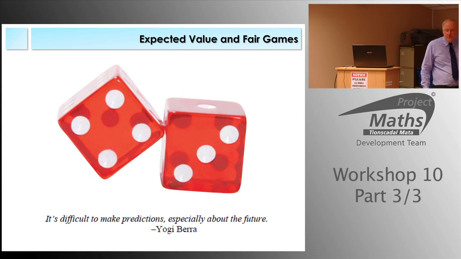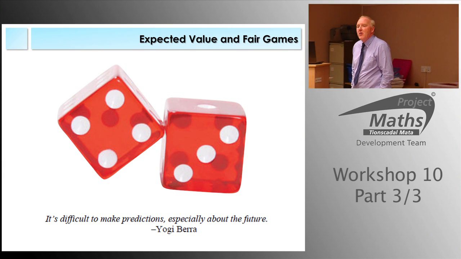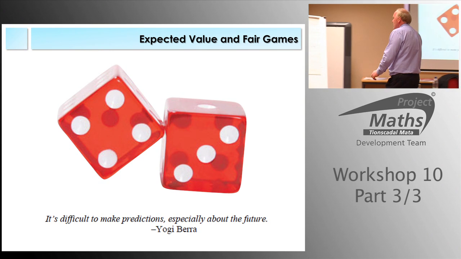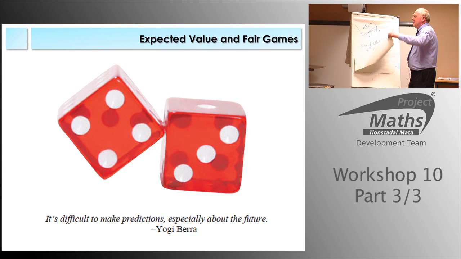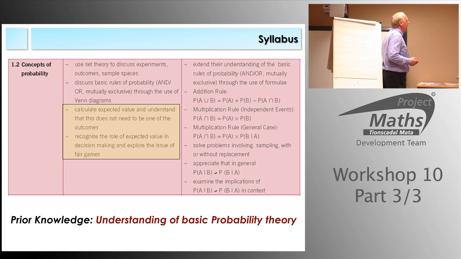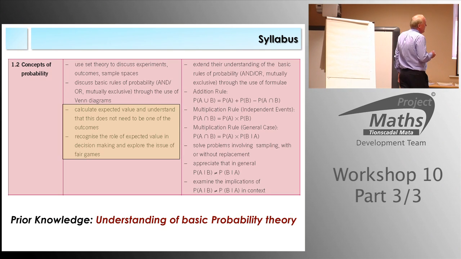Expected value. It is difficult to make predictions, especially about the future. Yogi Berra, now he was a baseball coach and player, very famous. So, and look at this. Why are we doing this?